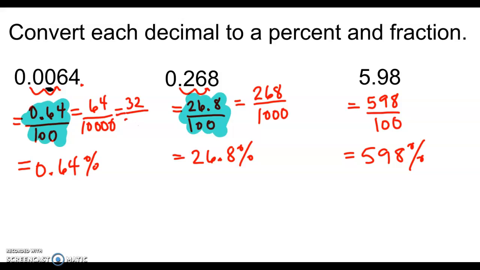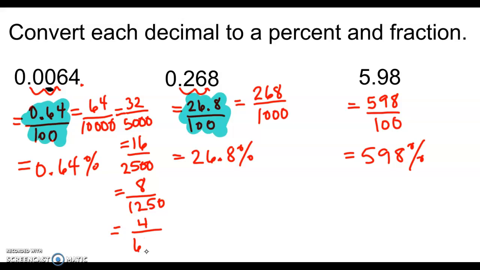over 5,000. Also can be reduced. What else is there? Divided by 2 again, I suppose. 16 divided by 2,500 still can be reduced by 2. Let's see, 8 over 1,250 still can be reduced by 2. 4 over 625. That cannot be reduced by 2.